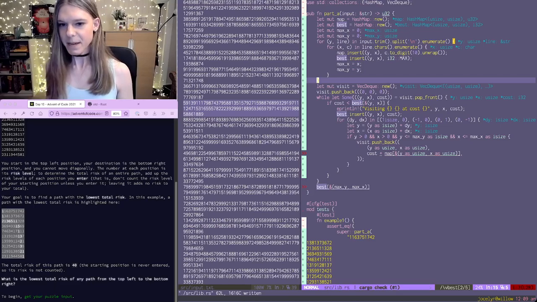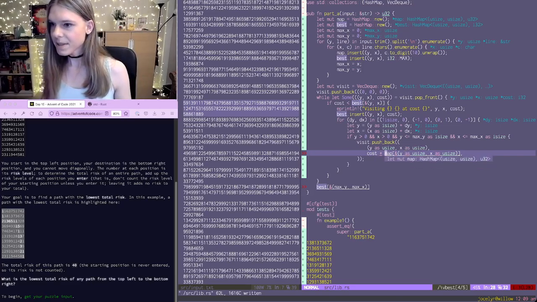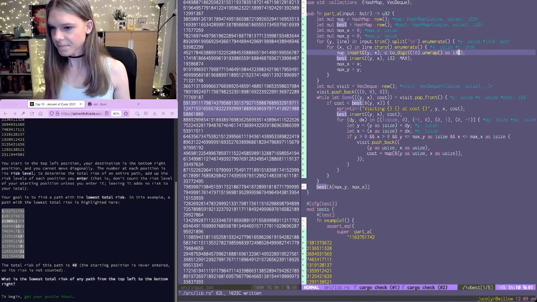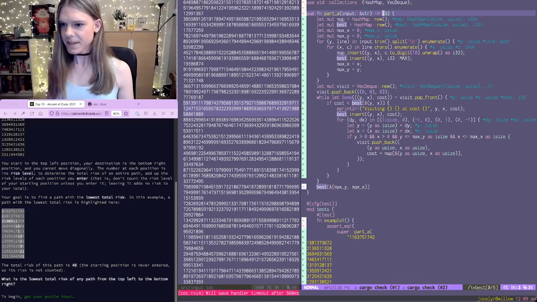So if I had this in debug mode, it would have caught the overflow, I think, but I guess it didn't in this case. So cost is I32, map, those are U32s, so we can just change that to I32s. This is just like hilarious in terms of my types. I don't know why this time I did so bad. But hopefully the types are good now.